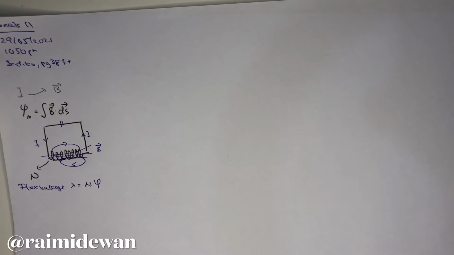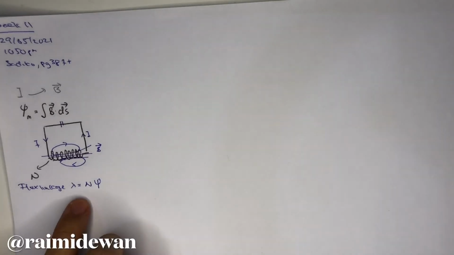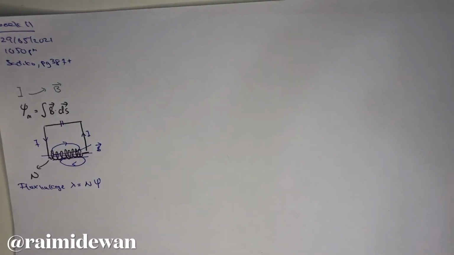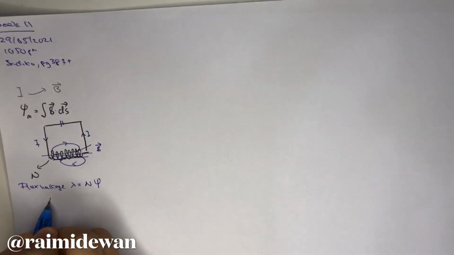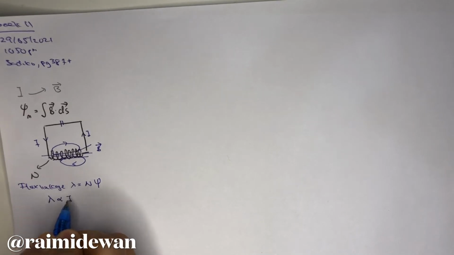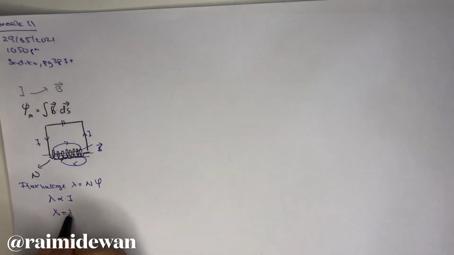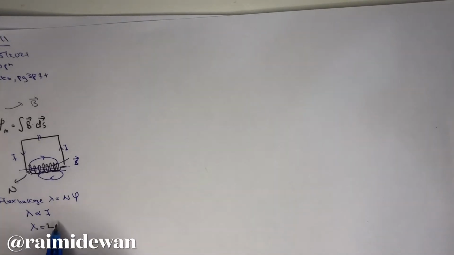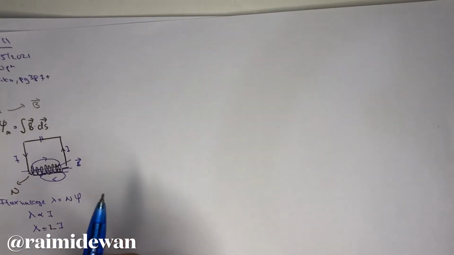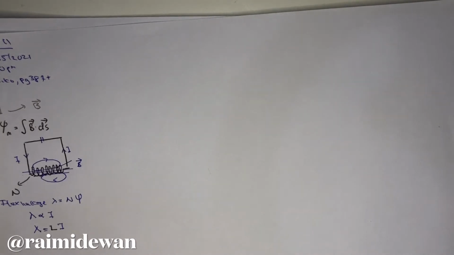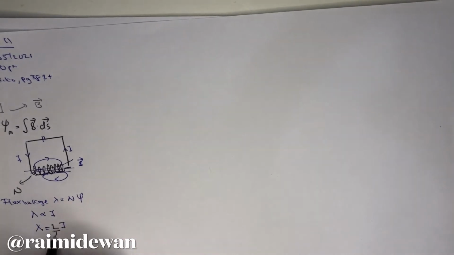If the medium surrounding the circuit is linear, we also know that this flux linkage is proportional to the current producing it. So lambda is proportional to your I, and to make an equation from lambda and I, we need a constant. Here the constant is L. So what is L?